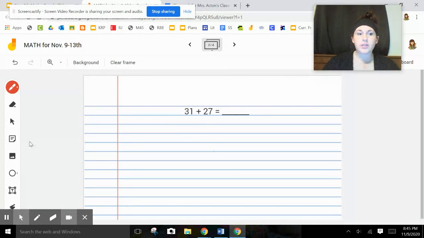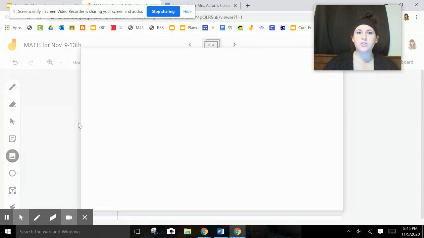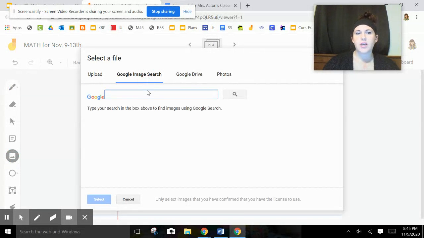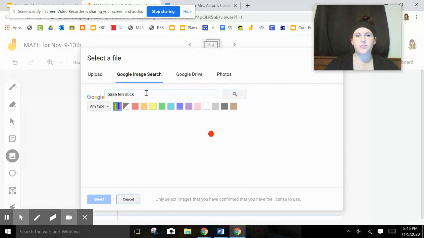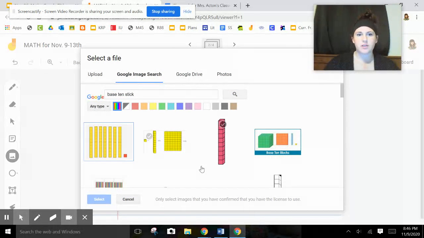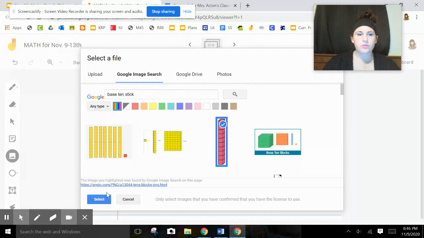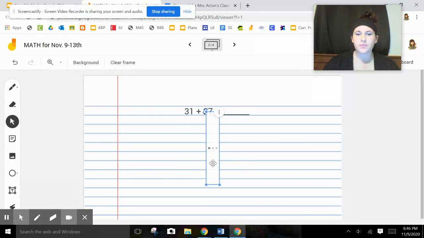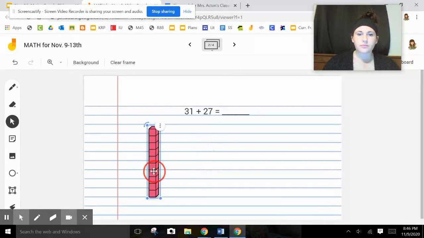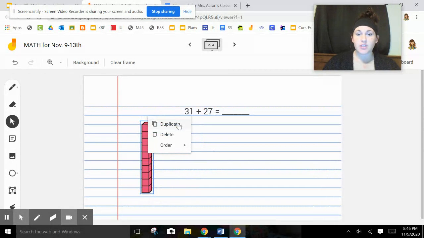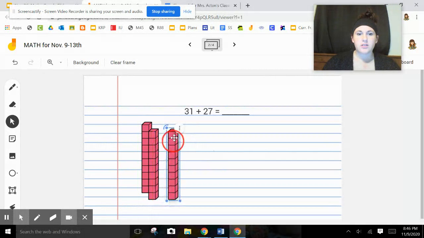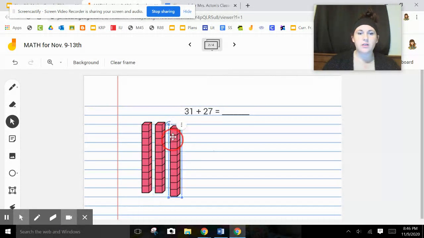Now, you could do this. You could go to Google image search, and you could type in base 10 stick. Sometimes they show up, sometimes they don't. So look, there's one right there. I think those are the ones that Miss Just used last week. So you could do this, and then you could duplicate it because you need 3 of them to make the number 31. So there I've got the number 30.